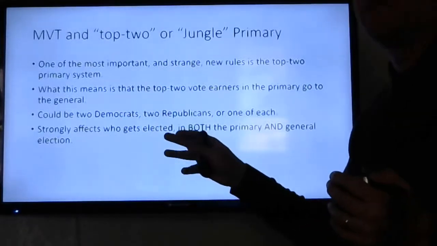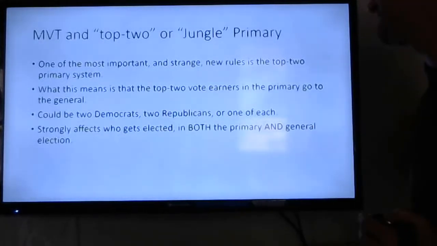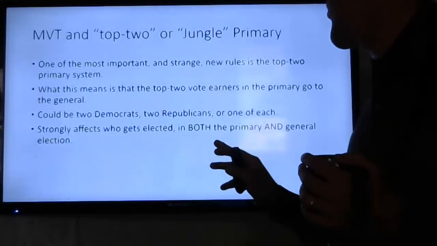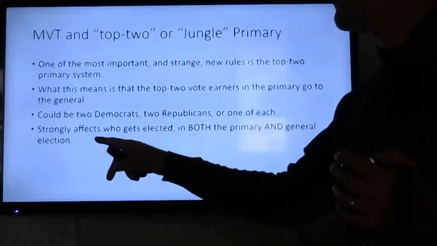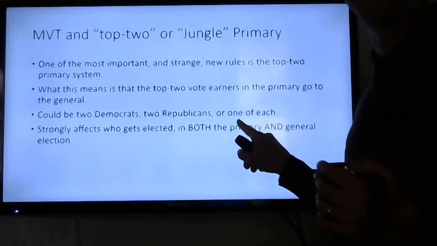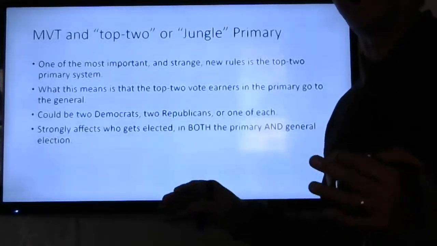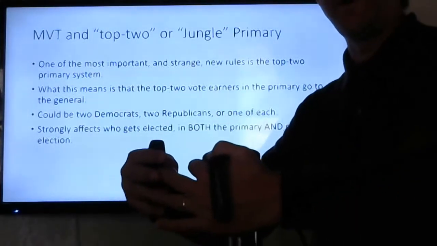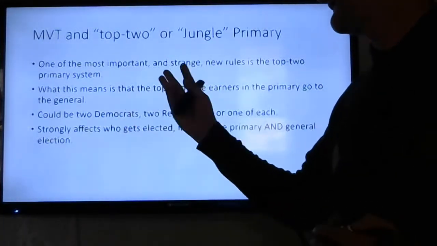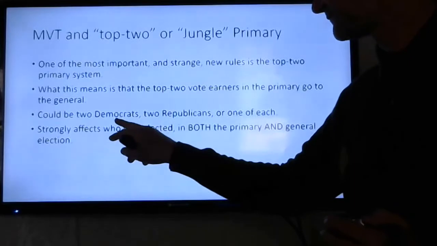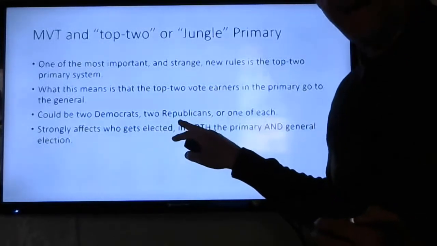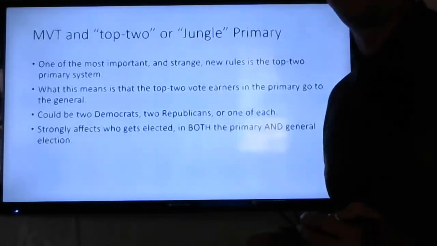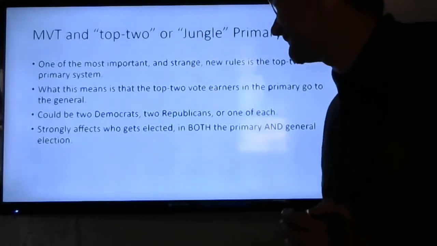One of the most important and different rules from anywhere else in the nation is the new top two primary system. What this means is that the top two vote earners in the primary go to the general. So you could have two Democrats or two Republicans or one of each. Notice normally it's a Democrat and a Republican, period, done. Here, everyone goes, you all run together in one big first primary, and then the top two vote getters go into the general election. So it happens a lot with two Democrats. It happens actually not infrequently with two Republicans as well. And you know, you still get a lot of one Democrat, one Republican.